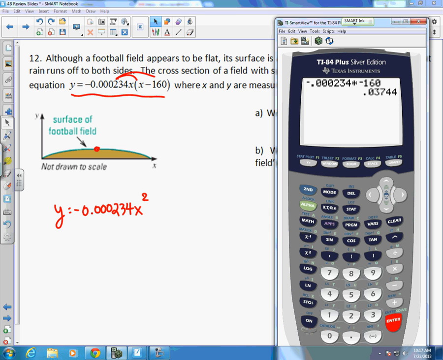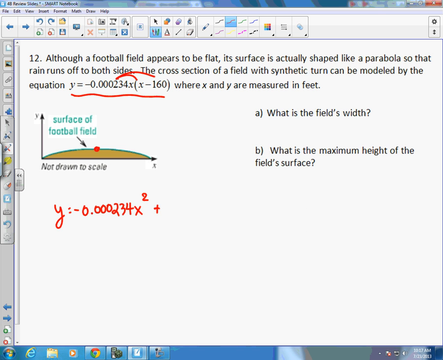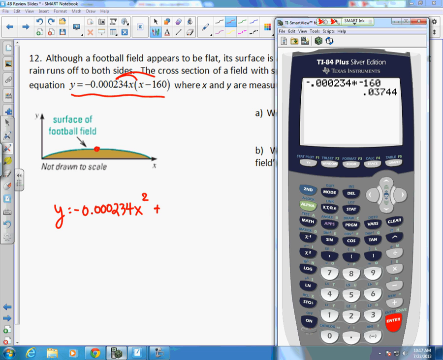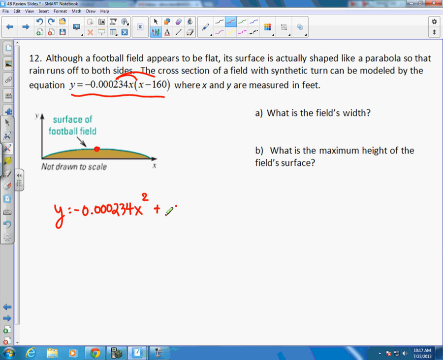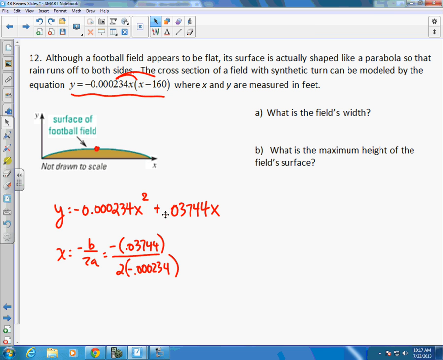All right, so that's plus 0.03744. And you got to make sure you knew that there was an x on it, because 0.000234x times negative 160 would give me that. So now my b value is right here. So when I'm doing my vertex, x again being negative b over 2a, was negative 0.03744 over 2 times a, which is negative 0.000234. Okay? So I'm going to do that in my calculator.